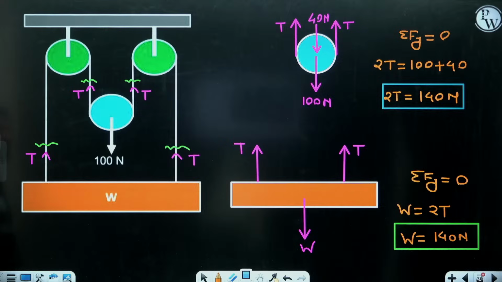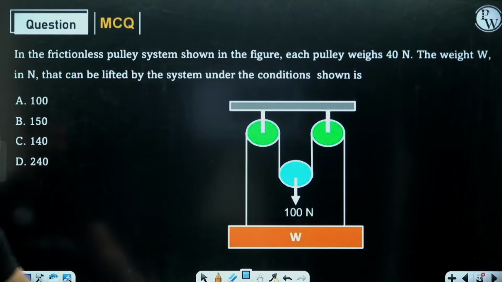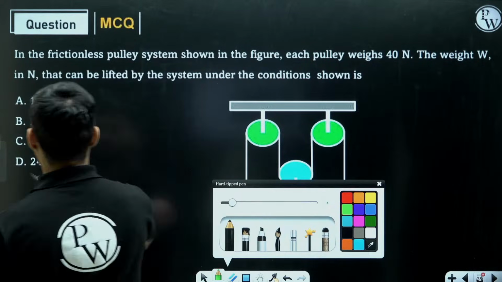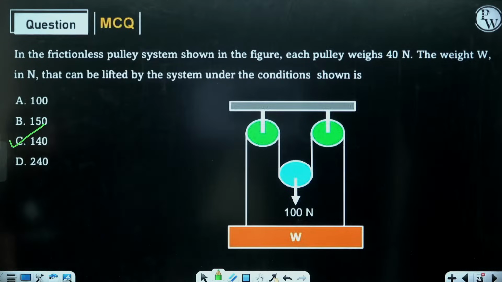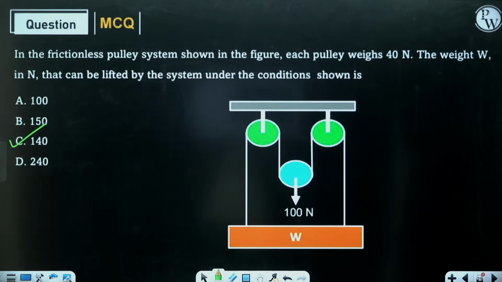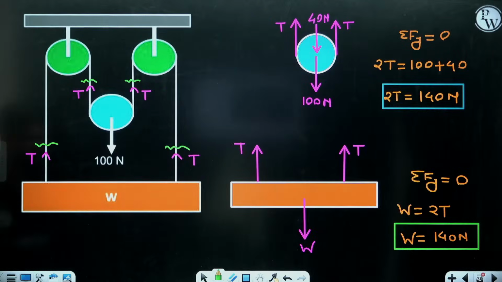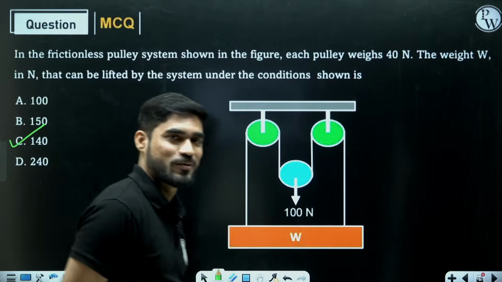So this was an interesting question, because if you ignore the weight of the pulley, you will get the wrong answer. And most of the people do that. Most of the people give the answer to be 100 Newton because they ignore the weight of 40 Newton. You also did the same. Yes. Chalo. Now let's move on to the next question.